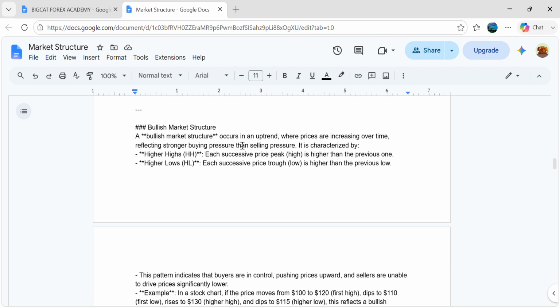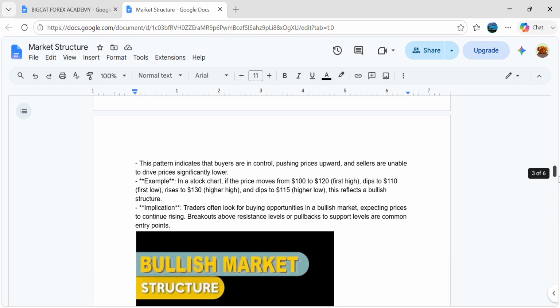A bullish market structure occurs in an uptrend where prices are increasing over time, reflecting stronger buying pressure than selling pressure. It is characterized by higher highs, each successive price peak high is higher than the previous one. Higher lows, each successive price low is higher than the previous one. This pattern indicates that buyers are in control.